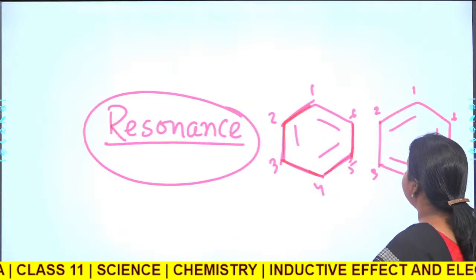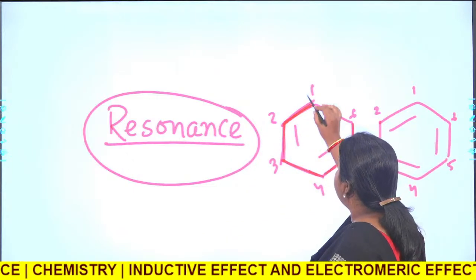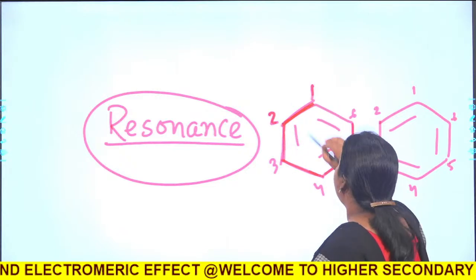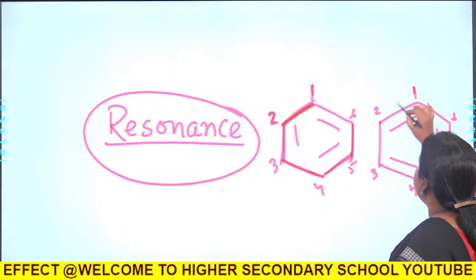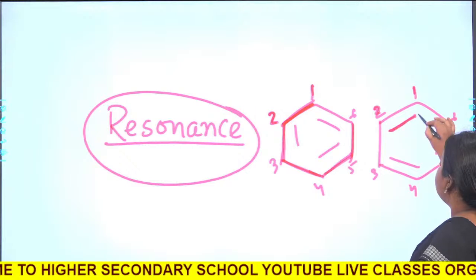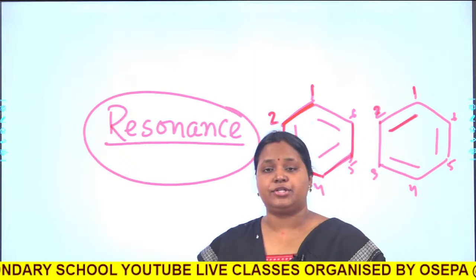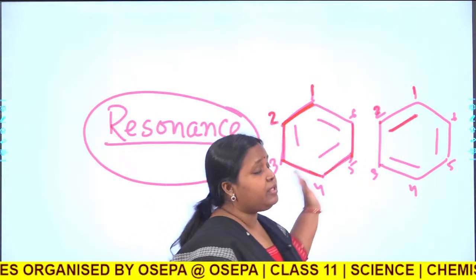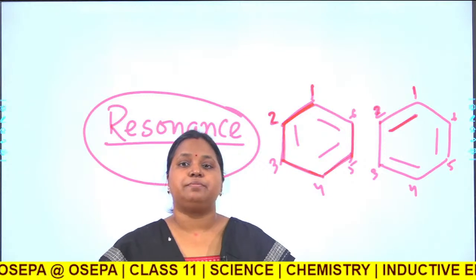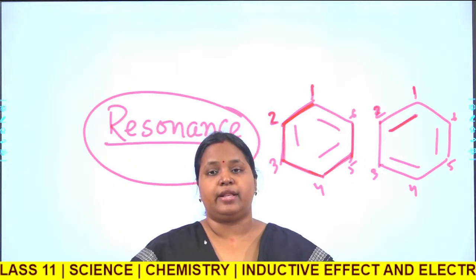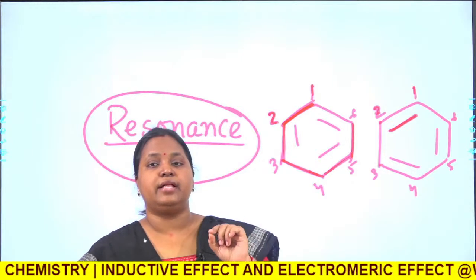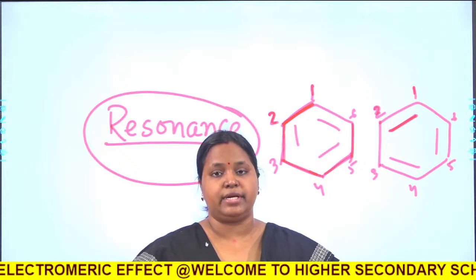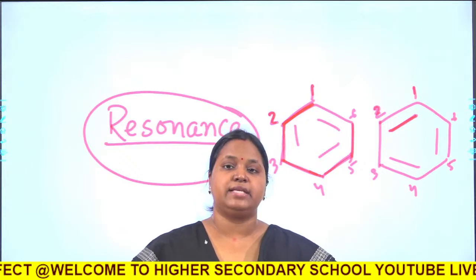But mark that between carbon 1 and carbon 2 there is a single bond in one structure, while in this structure there is a double bond between 1 and 2. So which should be the correct structure of benzene? The correct structure of benzene is actually in between these two structures. So that is the resonance concept. Some molecules cannot be represented by a single structure, or you can say all the properties of a molecule cannot be explained by a single structure.